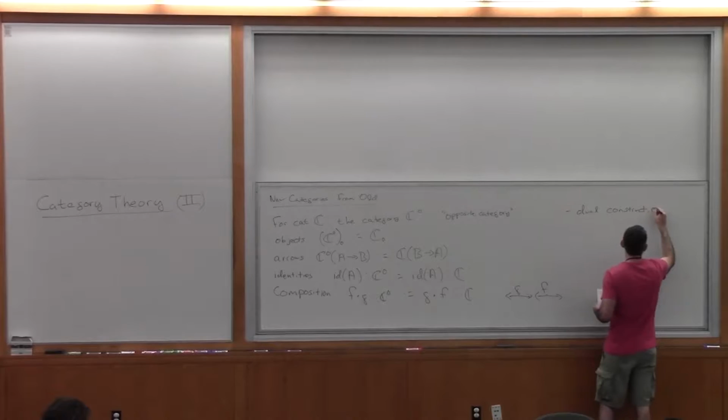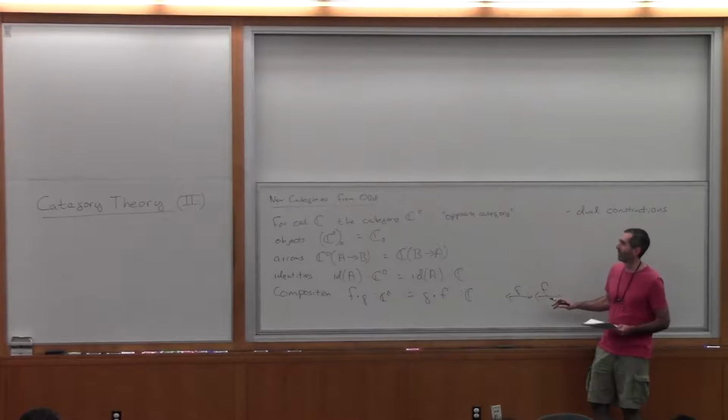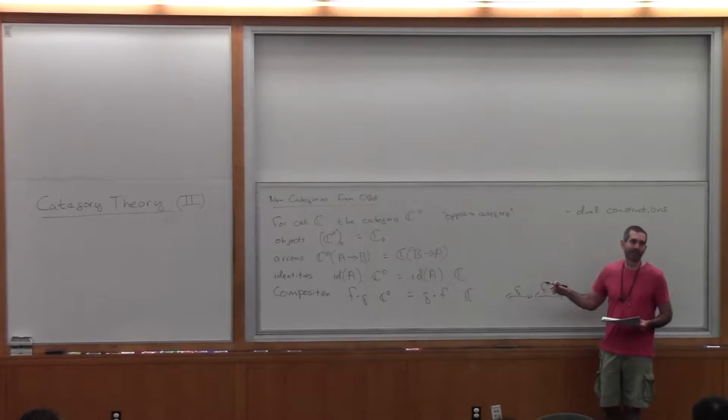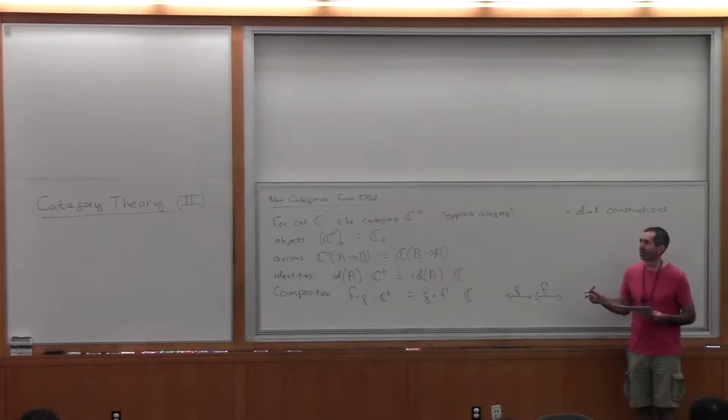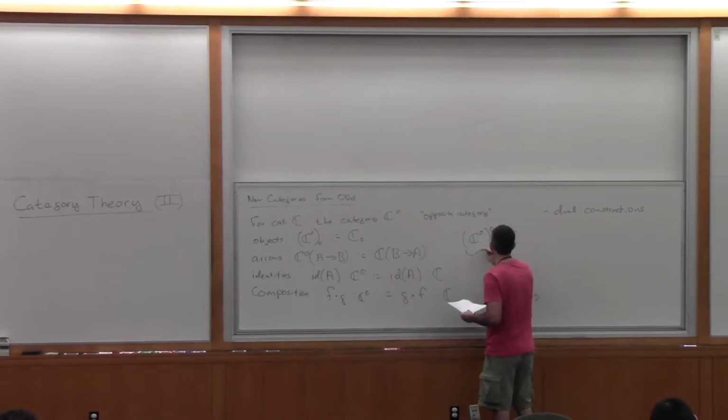Oh, and I guess before I say that, let me say one other thing. So flipping this switch and then flipping it again gets you back to where you started, right? If you look at each of these things, if you do it twice in a row, then you get the identity. So the fancy way of saying that is that this opposite construction is an involution. So in other words, C op op is just C for any category C. Okay? This is called an involution.